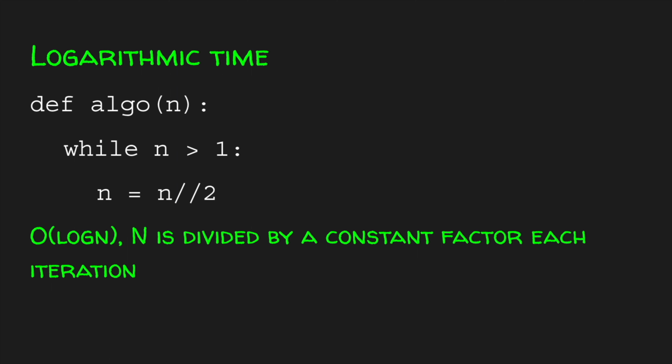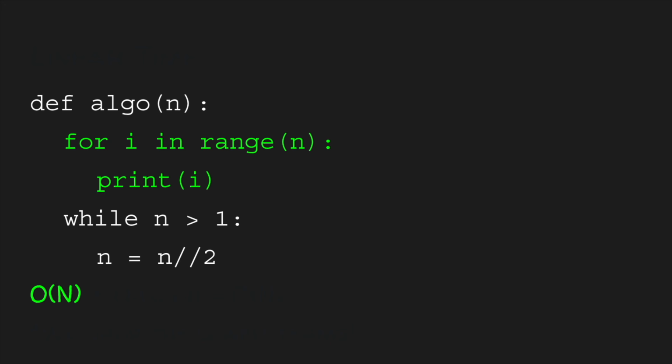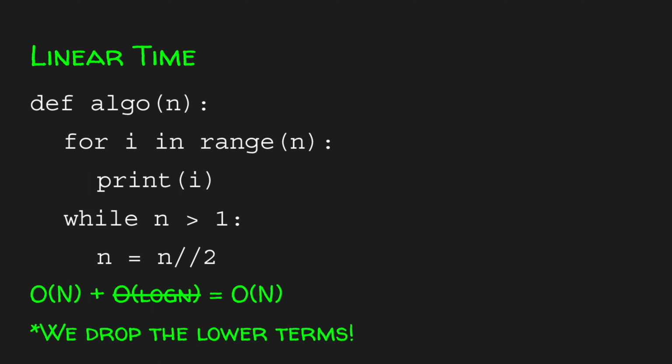Let's move on to this piece of code. We have a for loop from 0 to n, and then a while loop that divides n by 2 in each iteration. The for loop looks like it's linear time, and the while loop looks like it's logarithmic time. But in big O analysis, we drop lower order terms. So we drop the log n term, and we end up with O(n), or linear runtime.